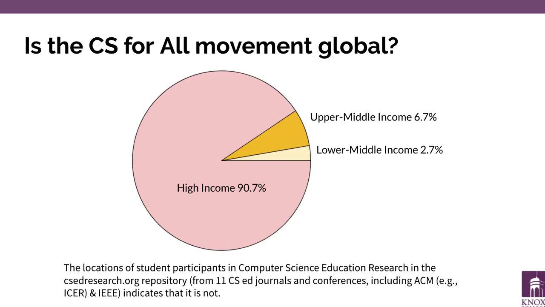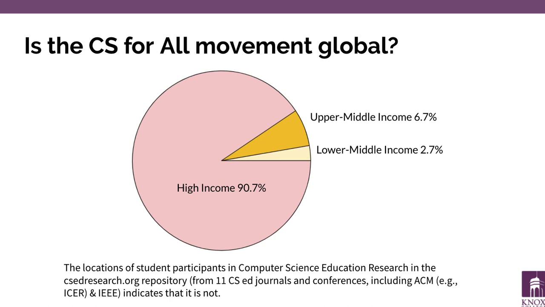However, computing education research conducted across much of the ACM and IEEE publication venues is almost exclusively focused on countries with high-income economies. Is the CS for All movement global? The locations of student participants in CS education research in the csedresearch.org repository indicates that it is not.